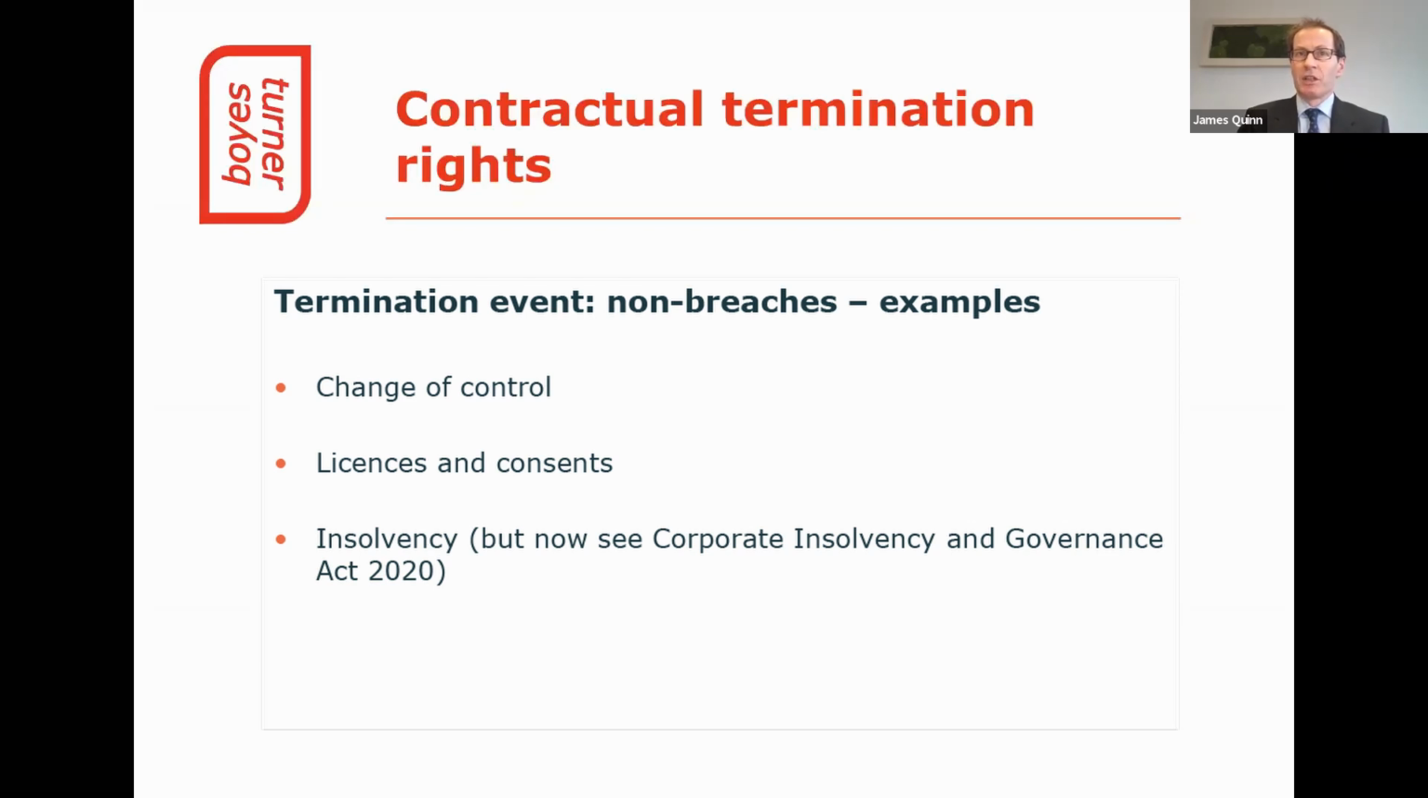A party may require certain licenses or consents in order to perform its obligations under a contract. It will often be the case that the contract will provide that the other party will be entitled to terminate in the event that those licenses or consents have been withdrawn or revoked. Contracts will often provide a right of termination in the event of the insolvency of the other party. Under English law, the position concerning rights to terminate in the event of insolvency has been complicated recently by the Corporate Insolvency and Governance Act 2020, which we'll come on to look at later.